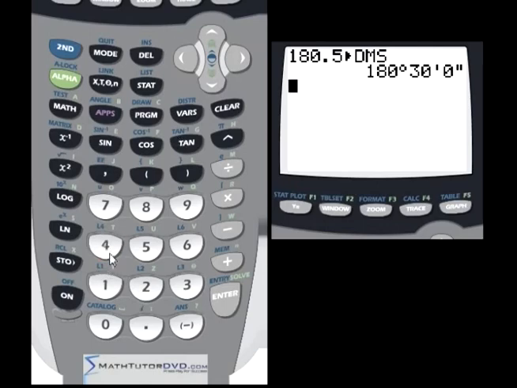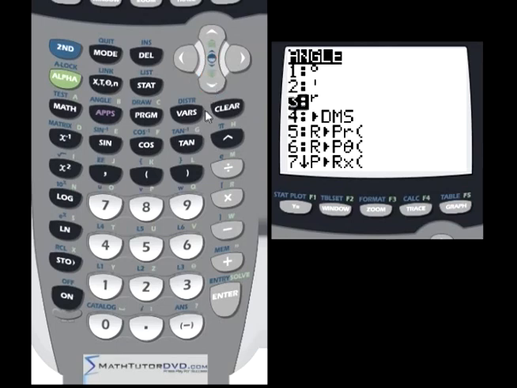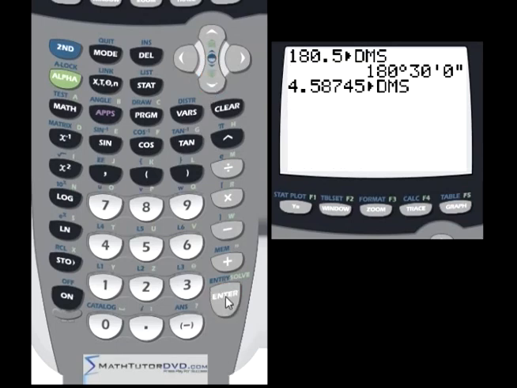So if you had something crazy, 4.58724 degrees, and you wanted to convert that to degrees, minutes, seconds, you could just come down here to number 4, hit enter, and you're going to have 4 degrees, because that's the 4 out here, and then what's after the decimal is split up into 35 minutes, 14.82 seconds. And that's just a quick and dirty way to convert that.